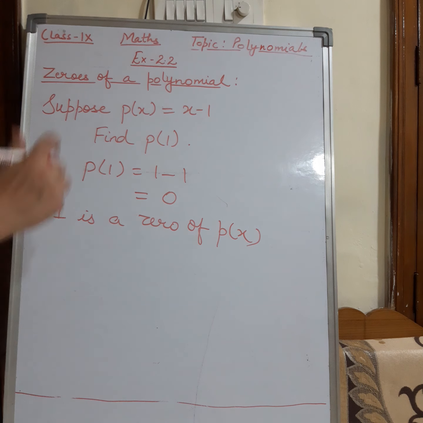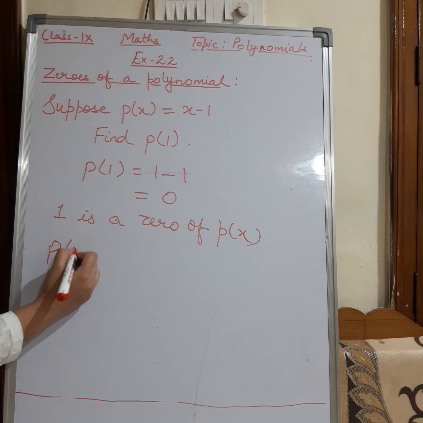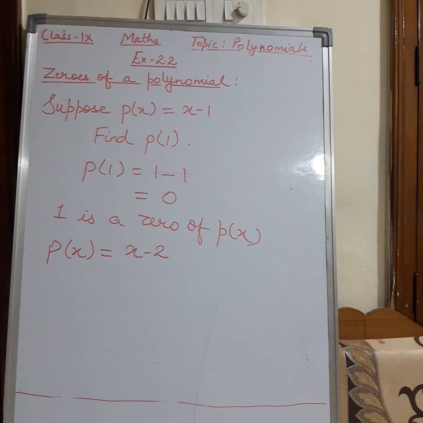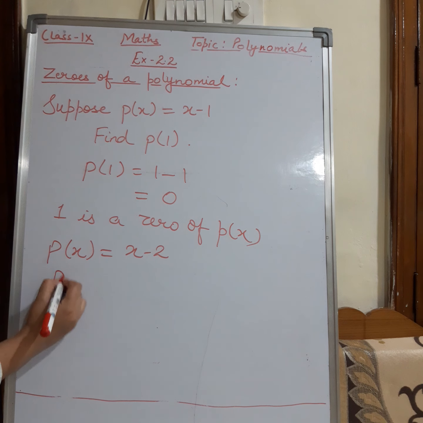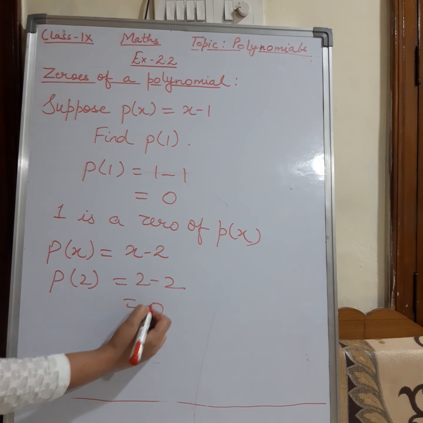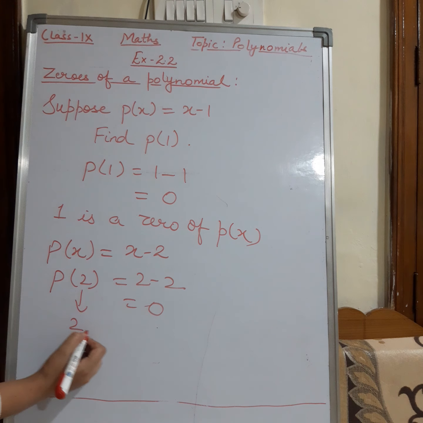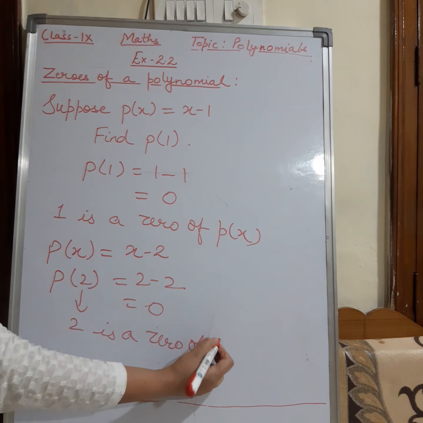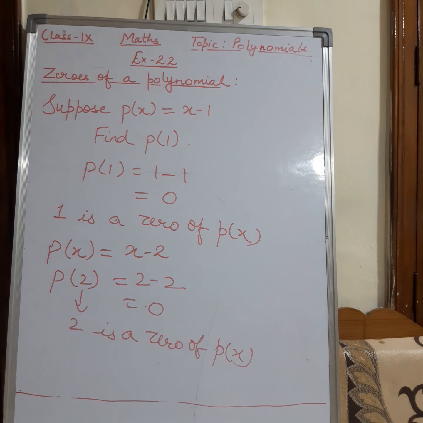Similarly, suppose p(x) is equal to x minus 2. If I want to find out p of 2, it will be 2 minus 2, that is 0. So I can say this 2 is a zero of p(x). So we can find the zero of a polynomial by equating it equal to 0.